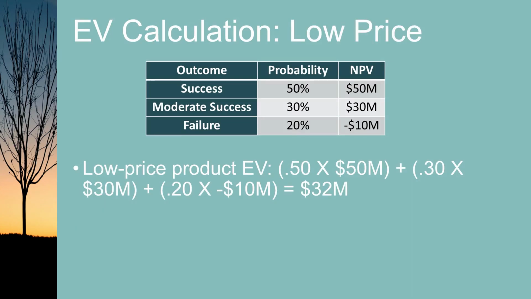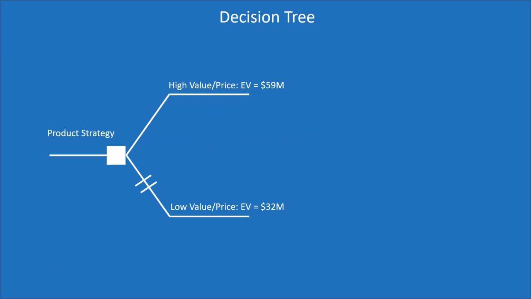The same logic is used for the low price product. The EV calculation is 0.5 times 50 million plus 0.3 times 30 million plus 0.2 times minus 10 million, which equals 32 million. Our choice is now between a high price product with an EV of 59 million and a low price product with an EV of 32 million.